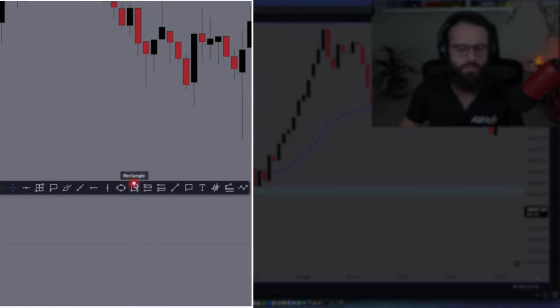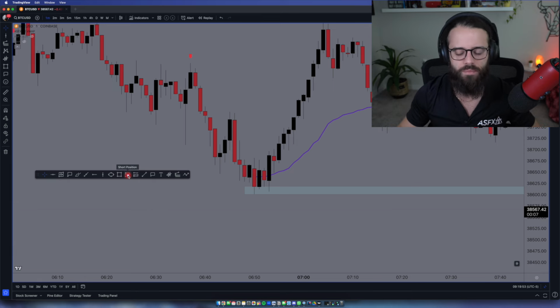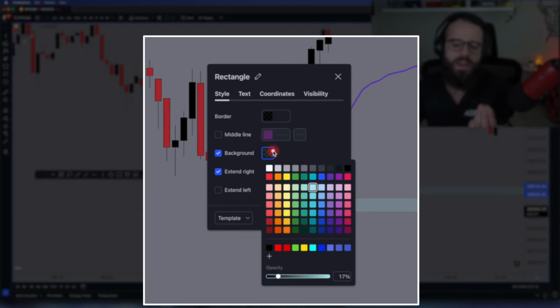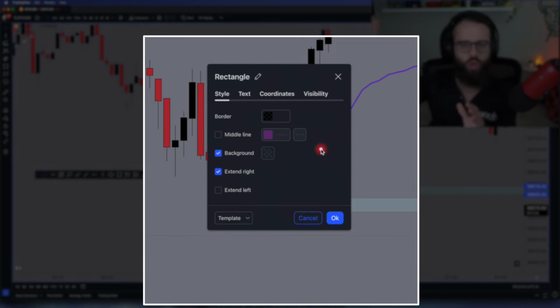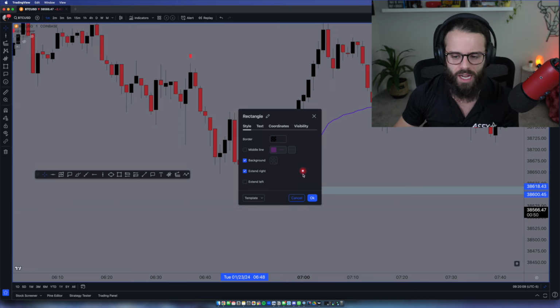If you want to copy mine, just take a screenshot or pause the video and you can favorite these same few tools that I'm using. So the rectangle tool, as you can see, it's right here. If we double click on it, I have it set to a thin background of 17% opacity. And I have it set to extend to the right because I want that zone to be shown as I'm looking for risk reward in my current trades. You'll see how that plays into effect in a second.